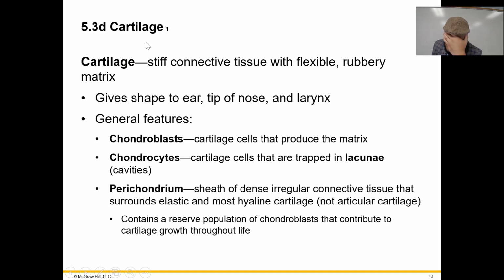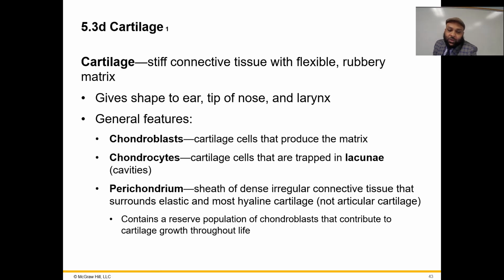Then the last of the connective tissues is the cartilage. The cartilage is a stiff connective tissue with a flexible, rubbery matrix. It gives the shape of the ear, the tip of the nose, and the larynx.